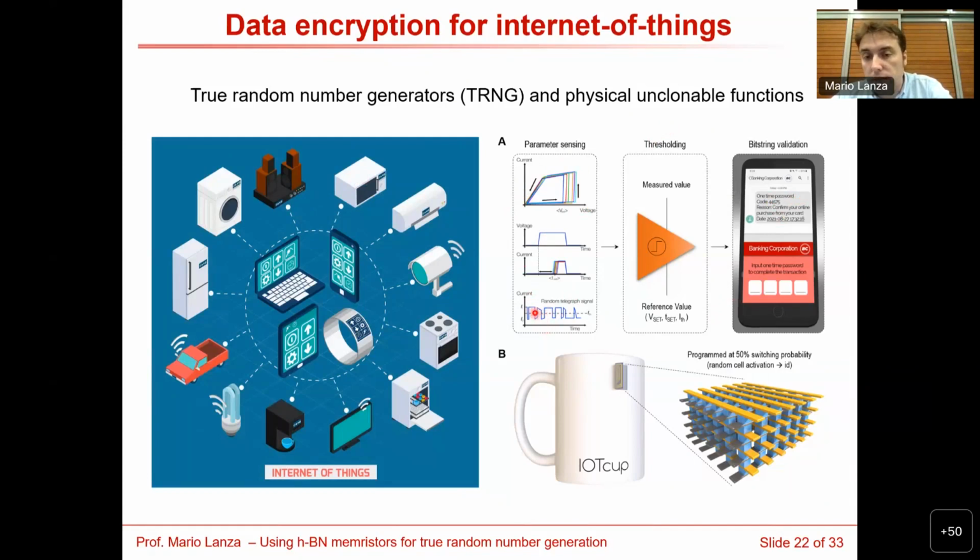And this is done by comparing with one reference value. If the value that I read from the memristor, let's say the set voltage, is above the reference value, then I will generate a 1. If it is below, I will generate a 0. Then by producing strings of ones and zeros, I can produce numbers, like for example, this number 44575.